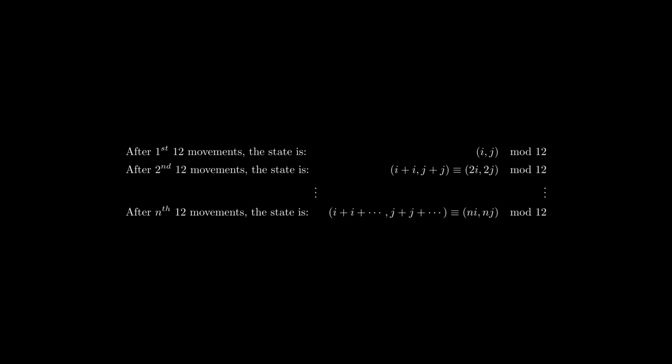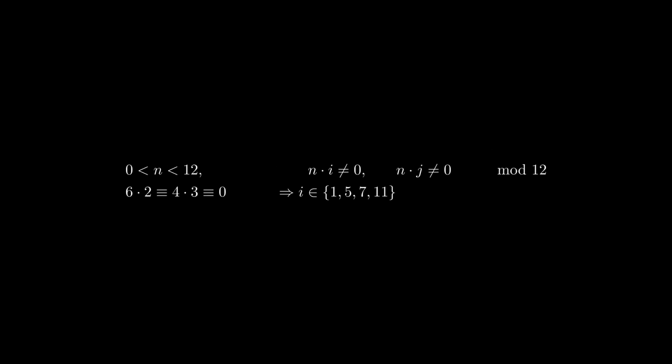This means the first 12 movements are equivalent to the next 12 movements, and those 12 movements are equivalent to the next 12, and so on. Therefore, for a valid sequence we need the 144th point to be (0,0) strictly. This means the equation must be solvable only for n equals 12. This condition precludes values of 2, 3, 4, 6, and 12 for i, or by symmetry for j. Therefore, valid sequences can be constructed only for i equals 1, 5, 7, and 11.